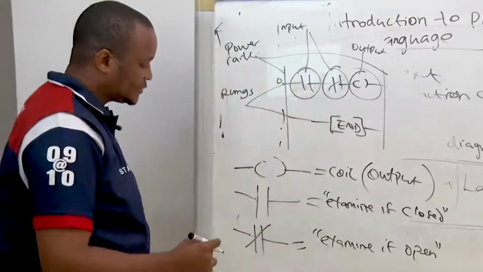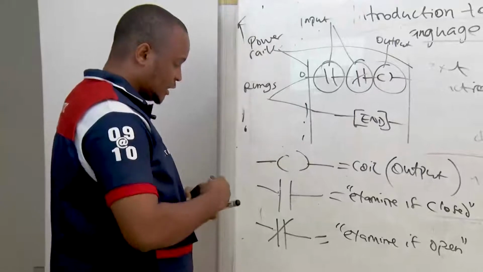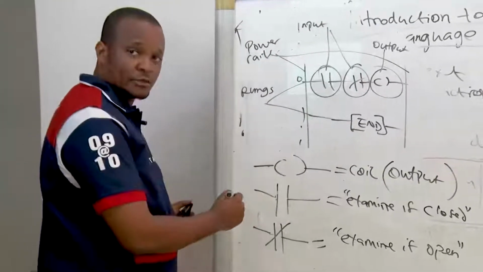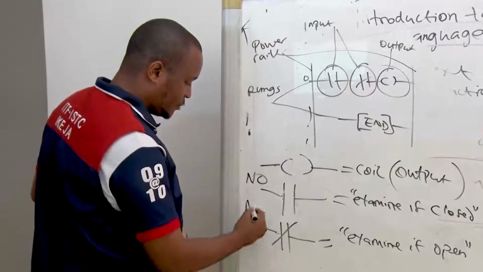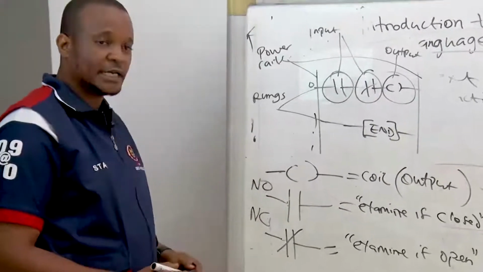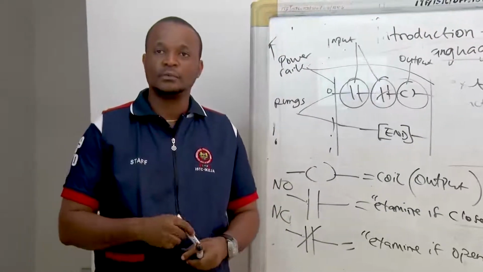So you can get that now. So you can see examine if open. So in the PLC world, in the relay world, this is known as what? Normally open and normally closed. That's NO and NC. That's what it means. Normally open and normally closed.